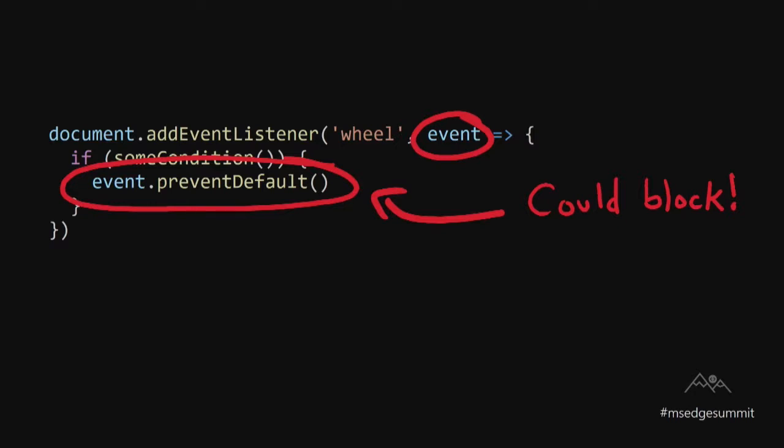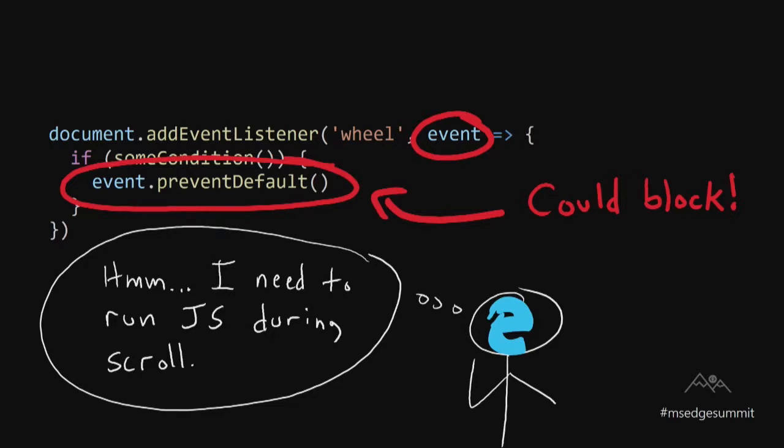Now, even if you have event.preventDefault behind some if statement, or even if you never call it at all, the browser isn't sure if you're ever going to call event.preventDefault because JavaScript is dynamic, right? So the browser looks at this and thinks, OK, you've added this wheel listener. You might block scrolling. So I need to go run some JavaScript when we scroll to figure out whether I'm going to block scrolling or not.